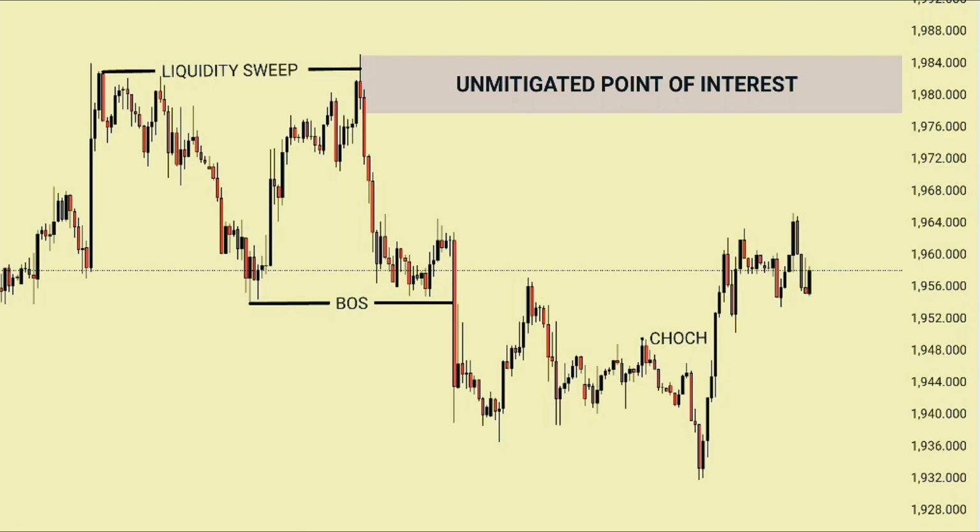Before the change of character occurs, price is moving with bullish intent. Pullbacks are shallow, momentum is strong, and buyers are clearly in control. This bullish behavior continues as price moves toward the unmitigated point of interest. However, once price reacts from the unmitigated point of interest, something changes. Instead of continuing higher, price produces a strong bearish move that breaks the most recent internal higher low. This is the change of character.